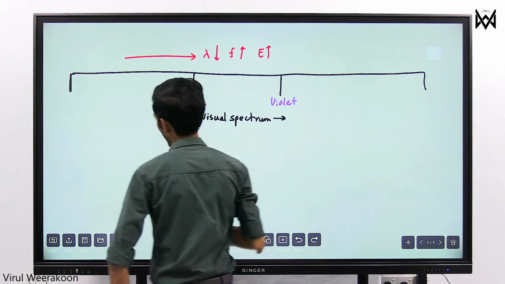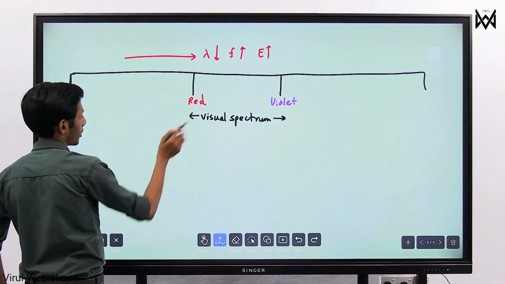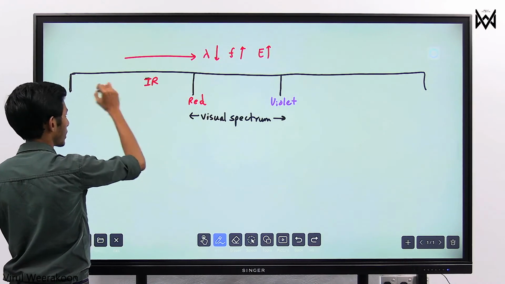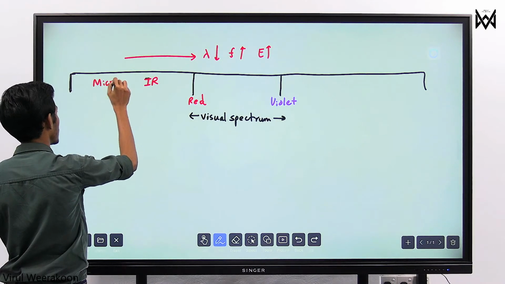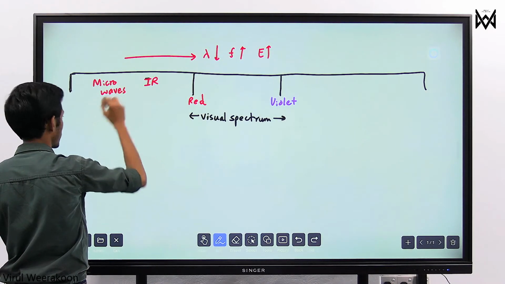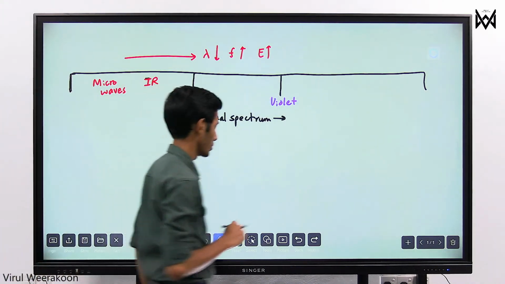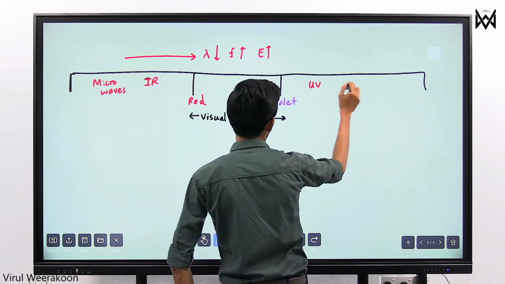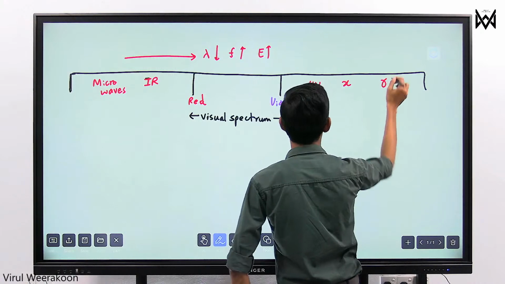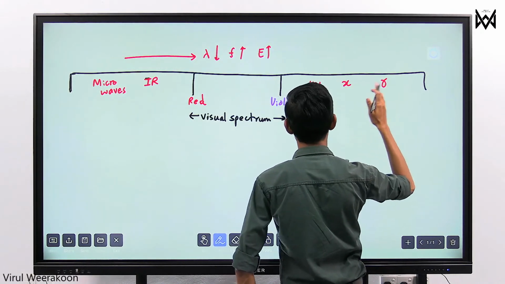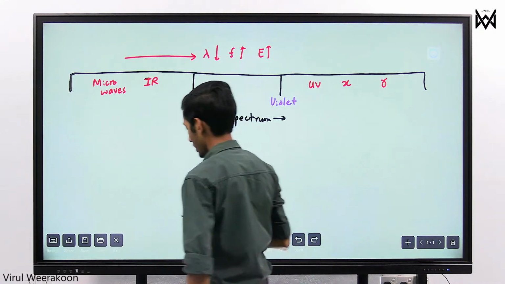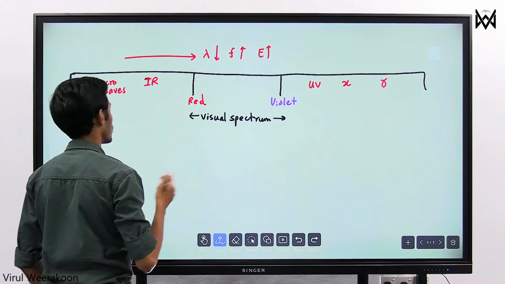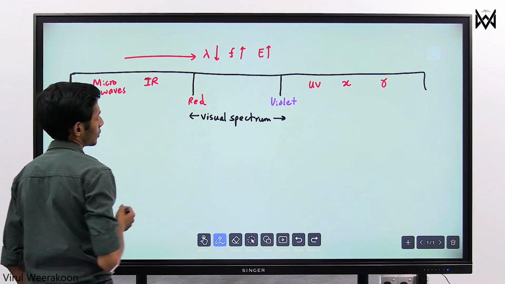This is what happens. On this side you can get infrared, and you can get microwaves here, as different types of electromagnetic waves. Then after violet, beyond that you can take UV radiations, then X-rays, then gamma. By moving towards gamma, the wavelengths are very small. Wavelengths decrease. That's what happens in the normal electromagnetic spectrum, and you can see the visual spectrum there.